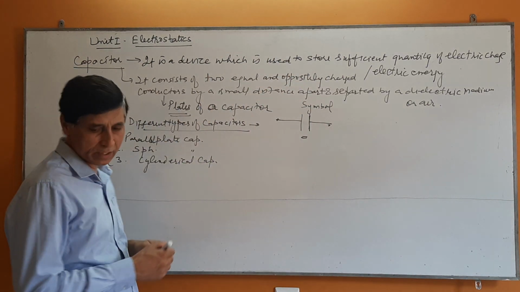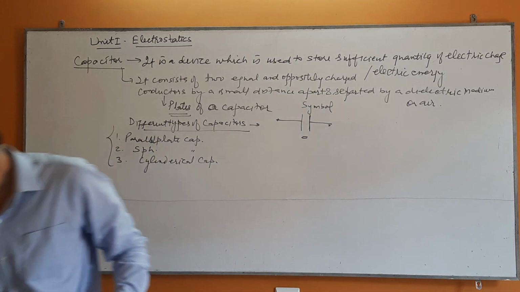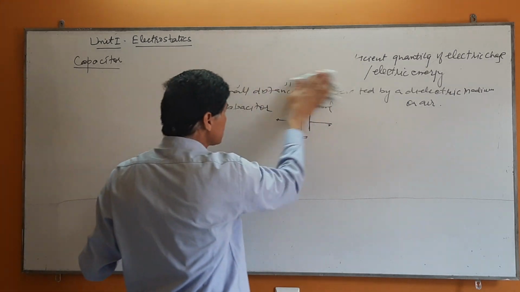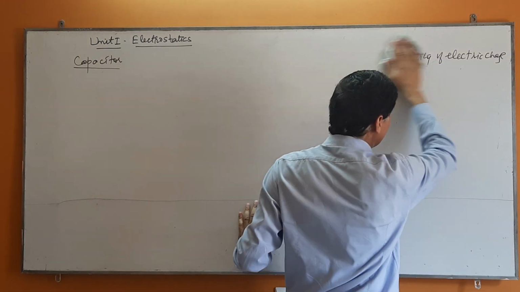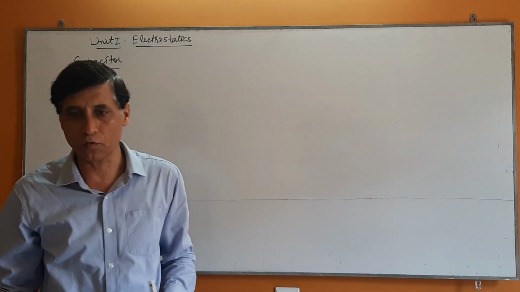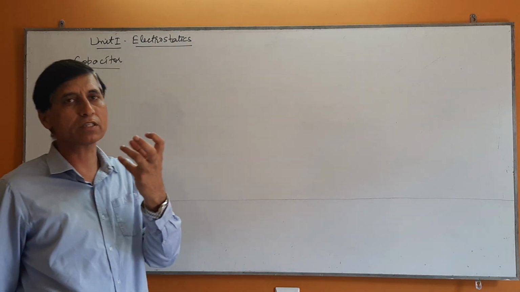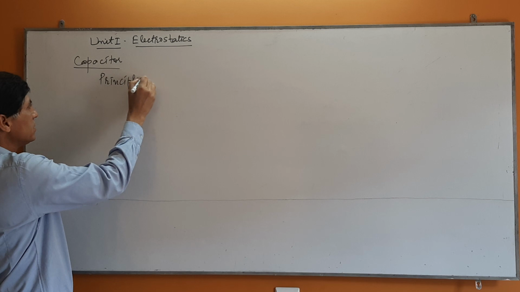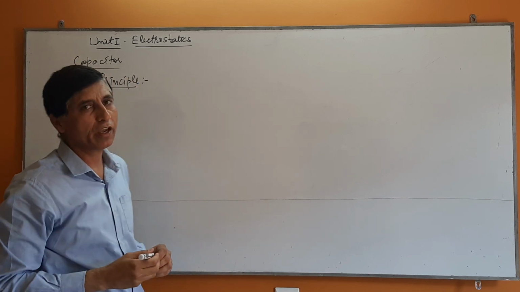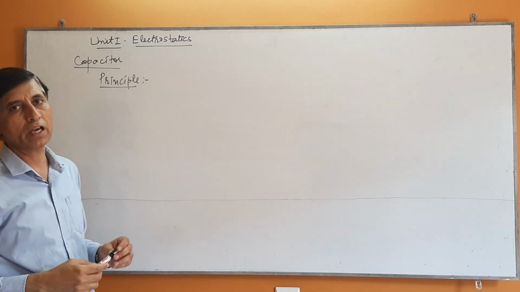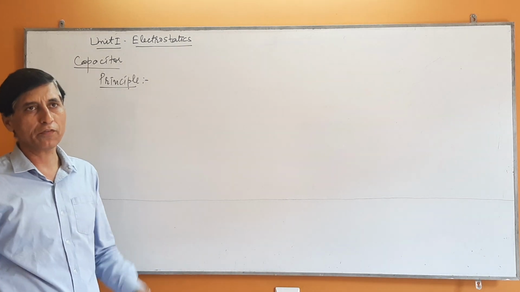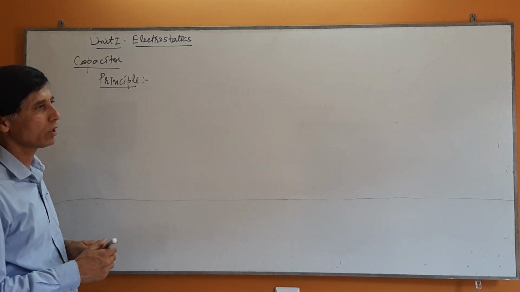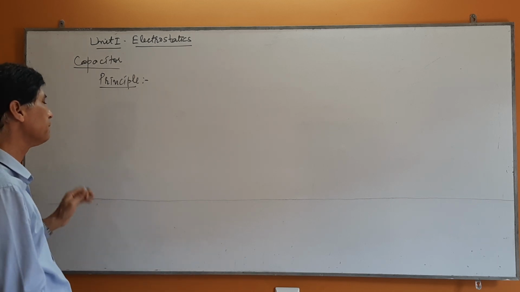Okay, let's try to understand the principle of the capacitor. How does this capacitor increase the capacitance compared to a single conductor? The basic purpose of the capacitor is to hold a sufficient quantity of charge, which we cannot do in the case of a single conductor. क्या principle है, किस वजह से ये capacitor एक sufficient amount of charge को store कर सकता है, उसका क्या तरीका है, ये हम समझने की कोशिश करेंगे. Let's try to understand. थोड़ा सा difficult है, but we will try to just focus on it.